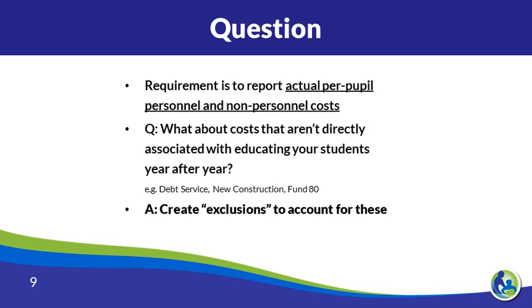When you read the ESSA law, the requirement for school-level reporting is to report actual per-pupil personnel and non-personnel costs. But what about costs that aren't directly associated with educating your students year after year? For example, when a school district passes a building referendum, it borrows millions of dollars, spends them in a short period of time, and then makes debt payments over the following years. Would it make sense to temporarily double or triple a district's per pupil spending numbers because of a building project?